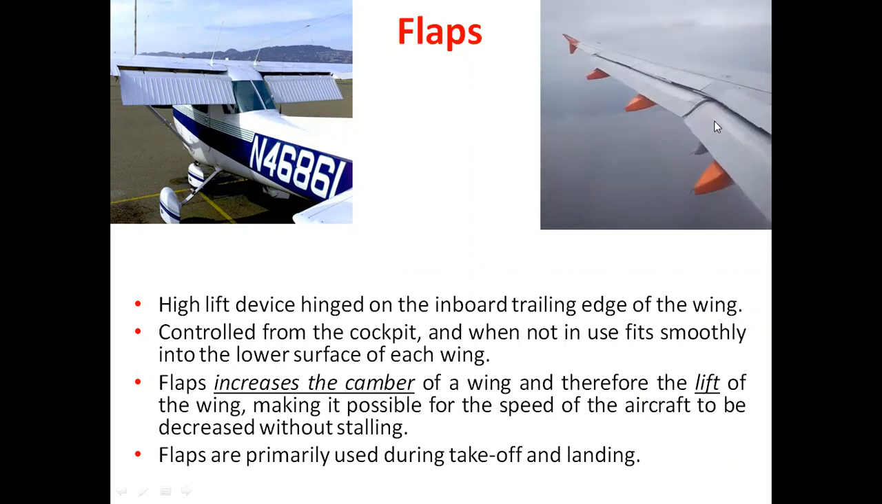You can see the animation here. So flap is a high lift device hinged on the inboard trailing edge of the wing. Flap can be controlled from the cockpit and when not in use, fits smoothly into the lower surface of the wing. Flaps increase the camber of the wing and therefore the lift of the wing, making it possible for the speed of the aircraft to be decreased without stalling.